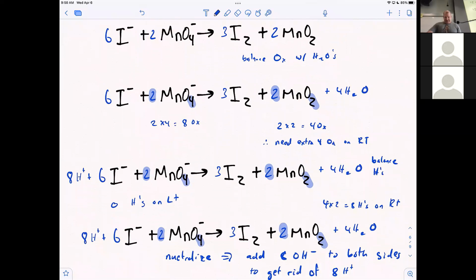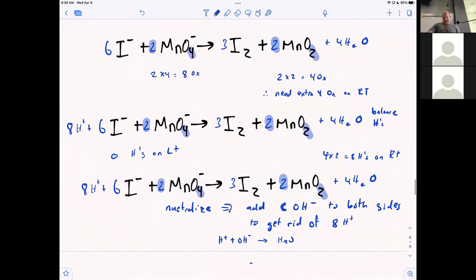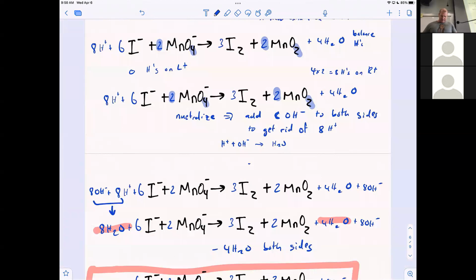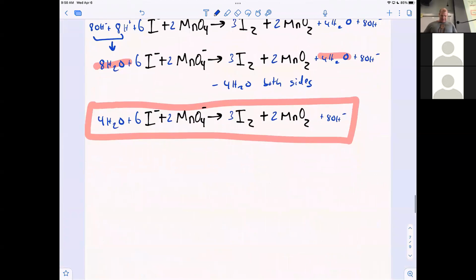So now it's balanced for hydrogens, but this is balanced for acid, and this is an alkaline solution. So we neutralize it. Since there are 8 acids on the left, we need to add 8 hydroxides to both sides of the equation. Those 8 acids are neutralized to form 8 waters. And we subtract 4 waters that were already there on the right side of the equation to then get the full balanced equation right there in red.